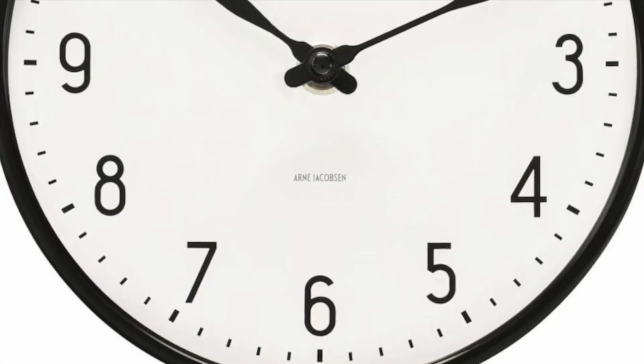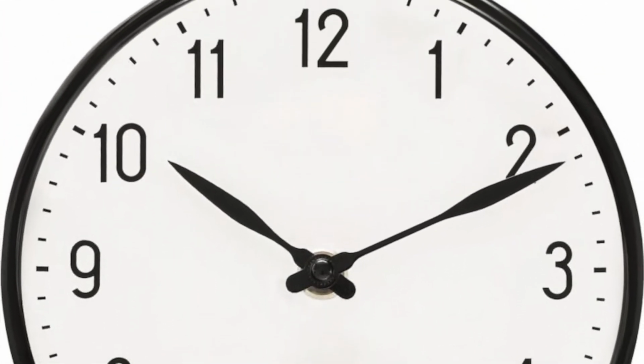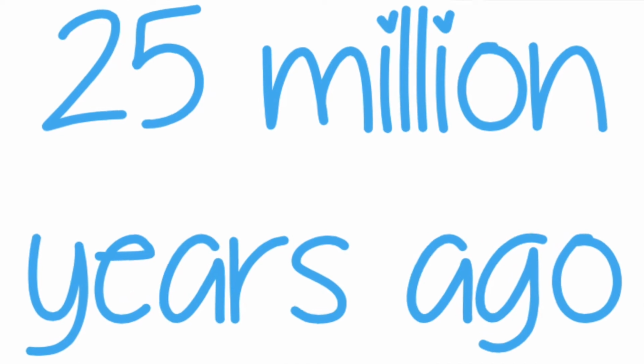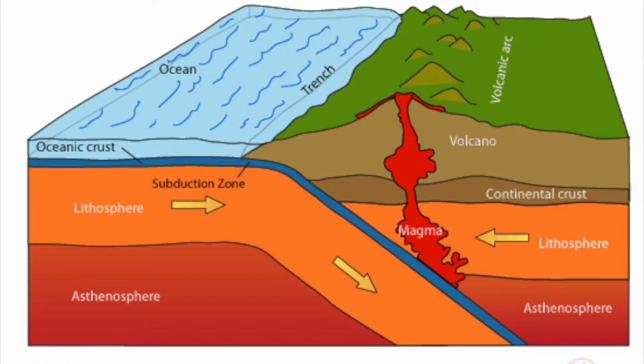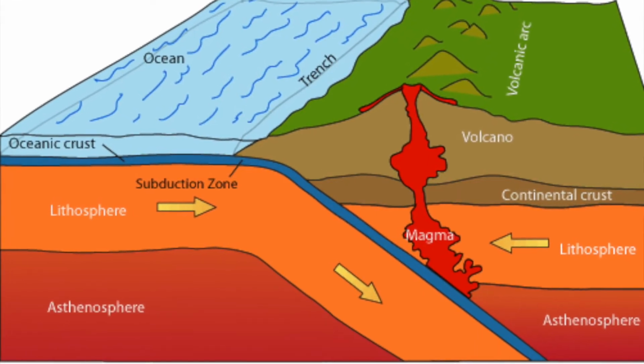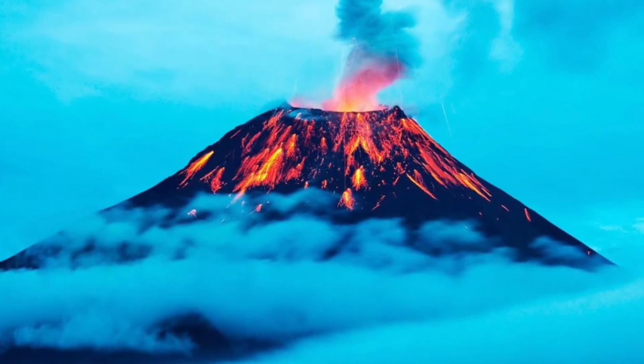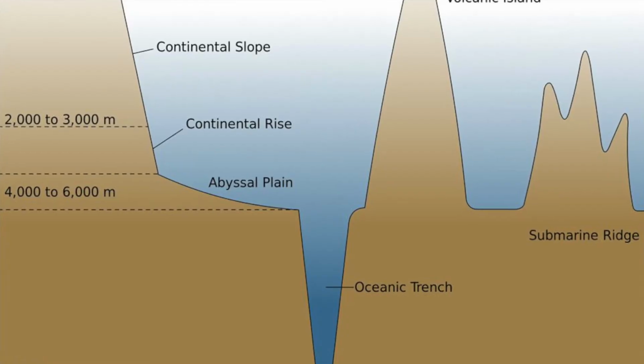This process did not happen overnight, as researchers claim that uplift started over 25 million years ago, with the process still continuing to the present day. Oceanic continental convergence can cause hazards such as earthquakes and volcanoes on land, as well as features like underwater trenches.